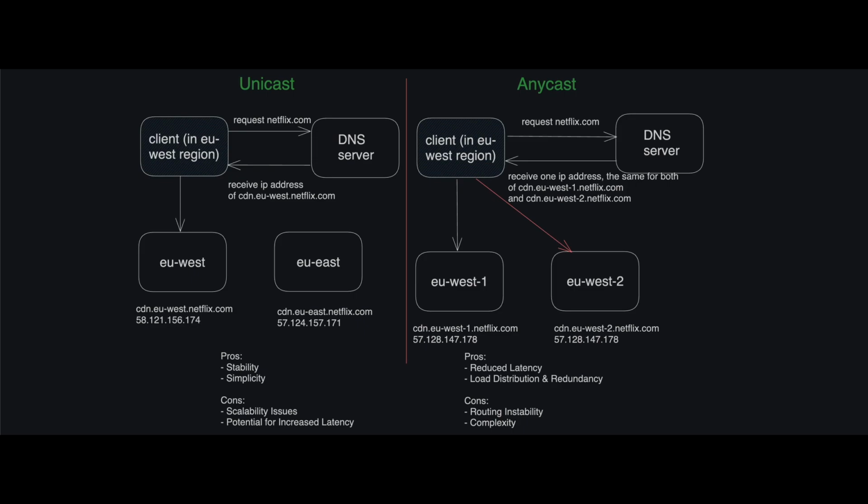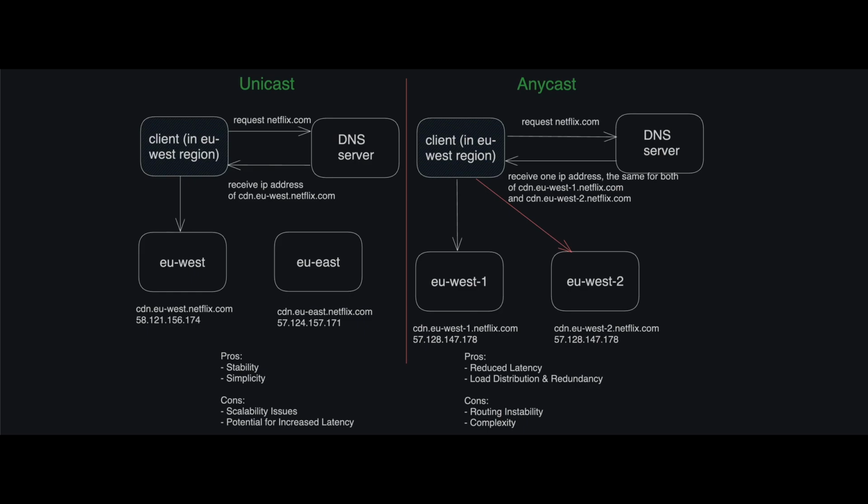Anycast allows for one IP address to correspond to multiple servers. The network then routes incoming user requests to the geographically nearest server. Content delivery networks frequently leverage anycast for efficient content delivery, thereby reducing latency and optimizing load distribution. While anycast offers the benefit of reduced latency and enhanced redundancy, it comes with its own set of challenges. These include potential routing instability, particularly for long-lived connections, and the inherent complexity in setup and management.